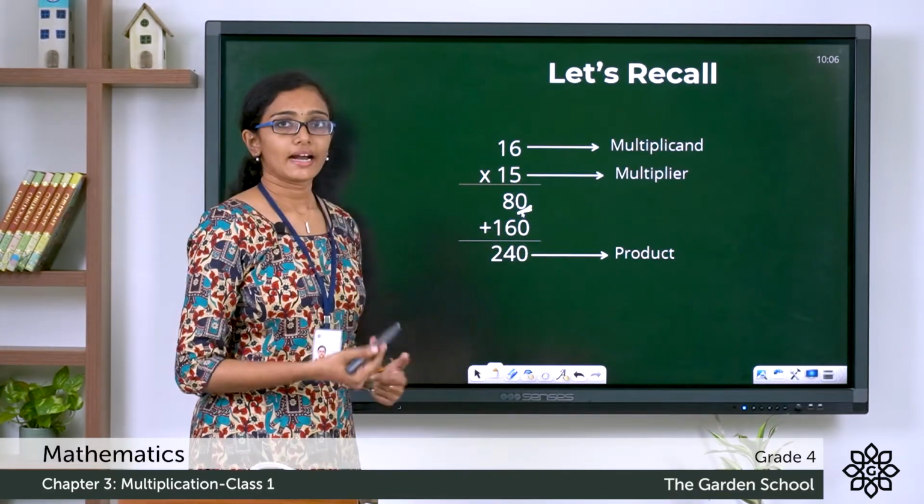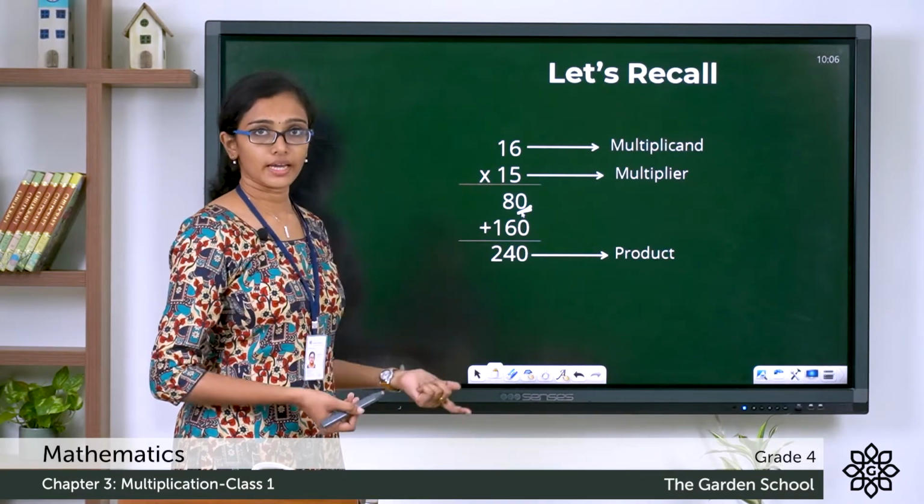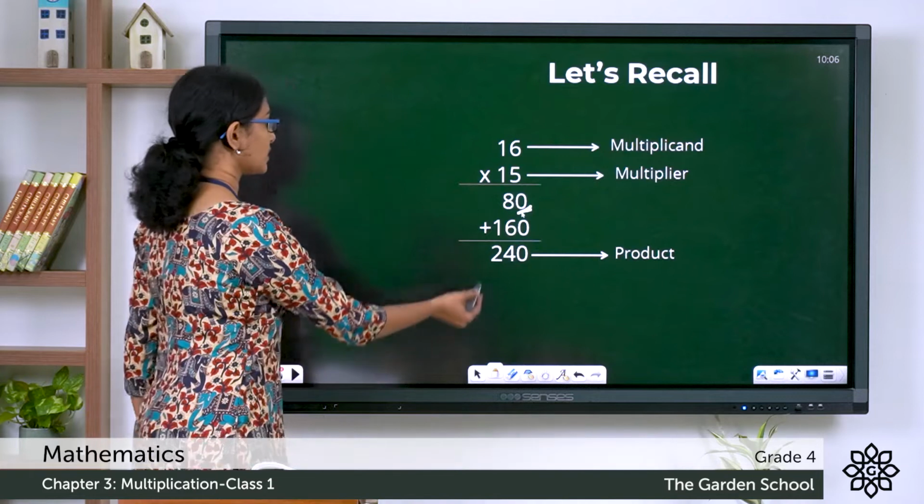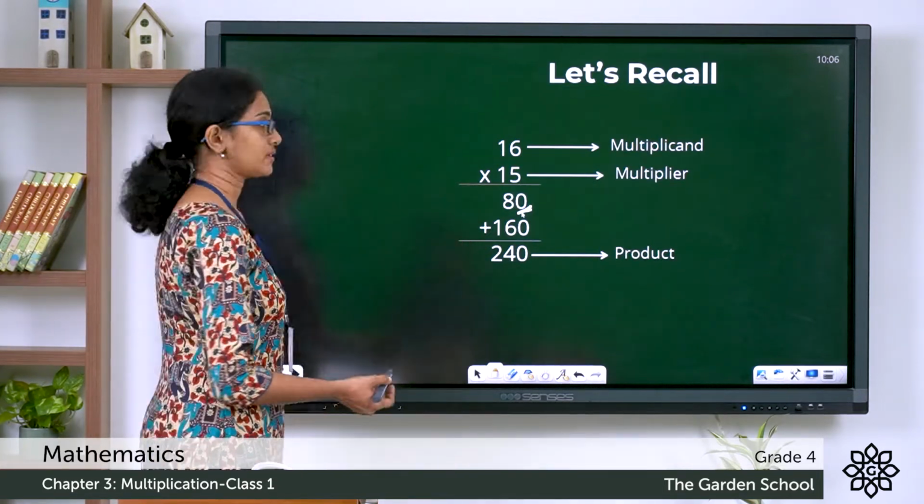Then we add up the two products to give you the final product. So here the product or the result of the multiplication is 240.